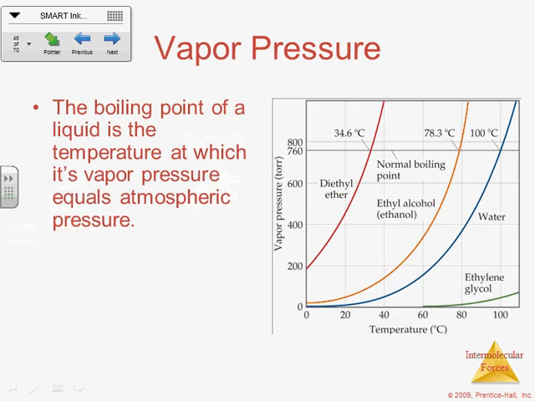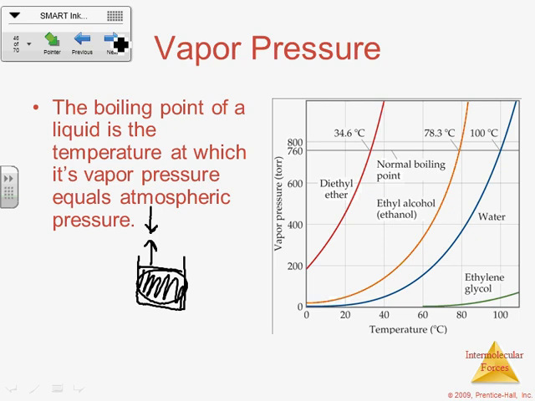Okay, the boiling point of a liquid is the temperature at which its vapor pressure equals atmospheric pressure. So for something to boil, it has to overcome a couple of things here. So you've got liquid water in a beaker, all right? In order for that water to escape as a gas, the first thing it has to do is overcome intermolecular forces within the liquid itself. There are water molecules pulling on it, trying to keep it from escaping, okay? That's the first thing it has to do.